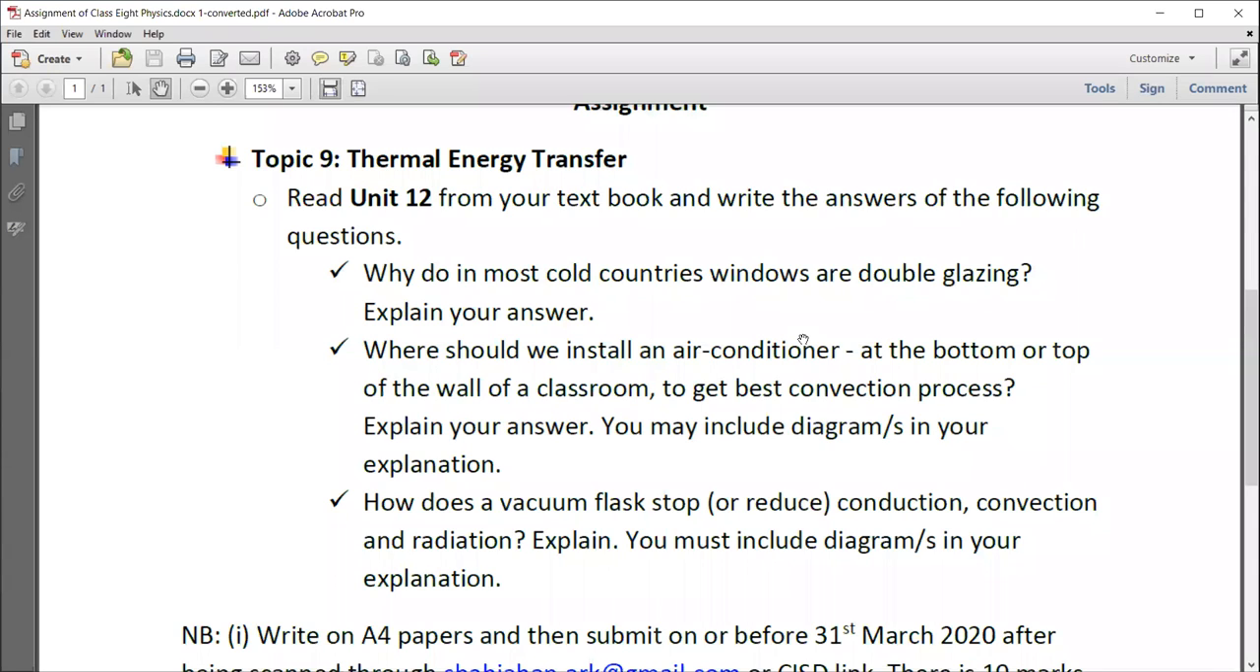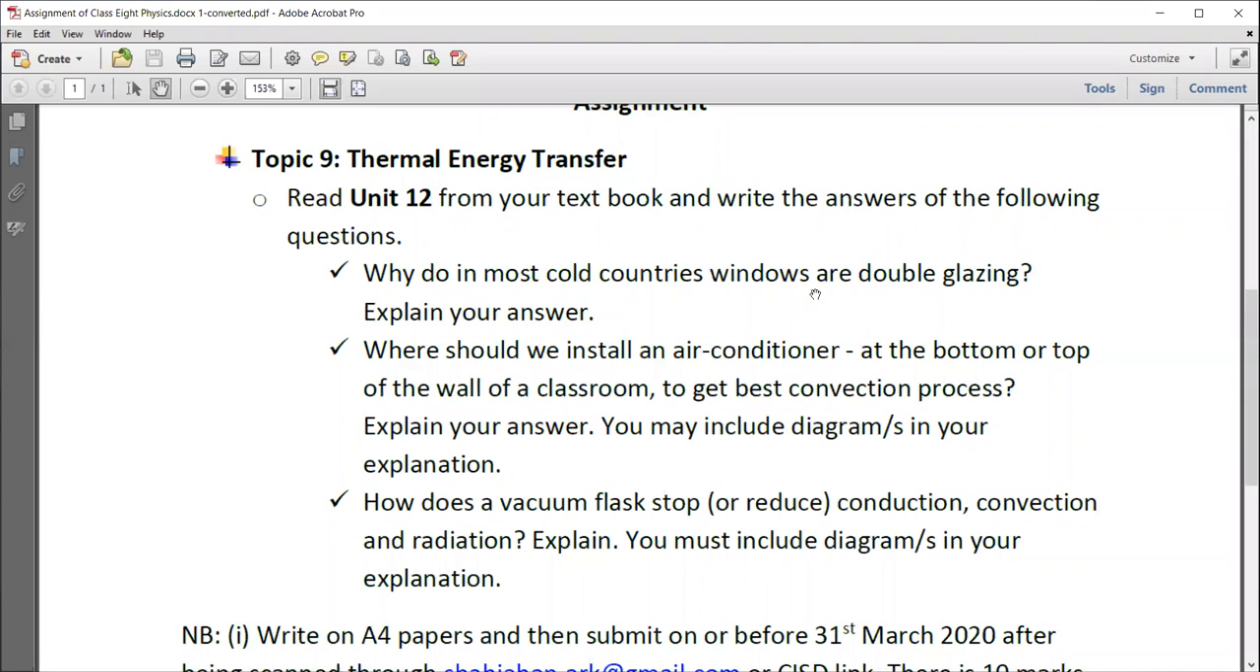So when there is trapped air, this trapped air works as an insulator. It stops the conduction process, and this way it reduces heat loss. Clear, everyone? Last class I gave you the example that during the winter we wear more than one cloth, so that in between two clothes there is trapped air.